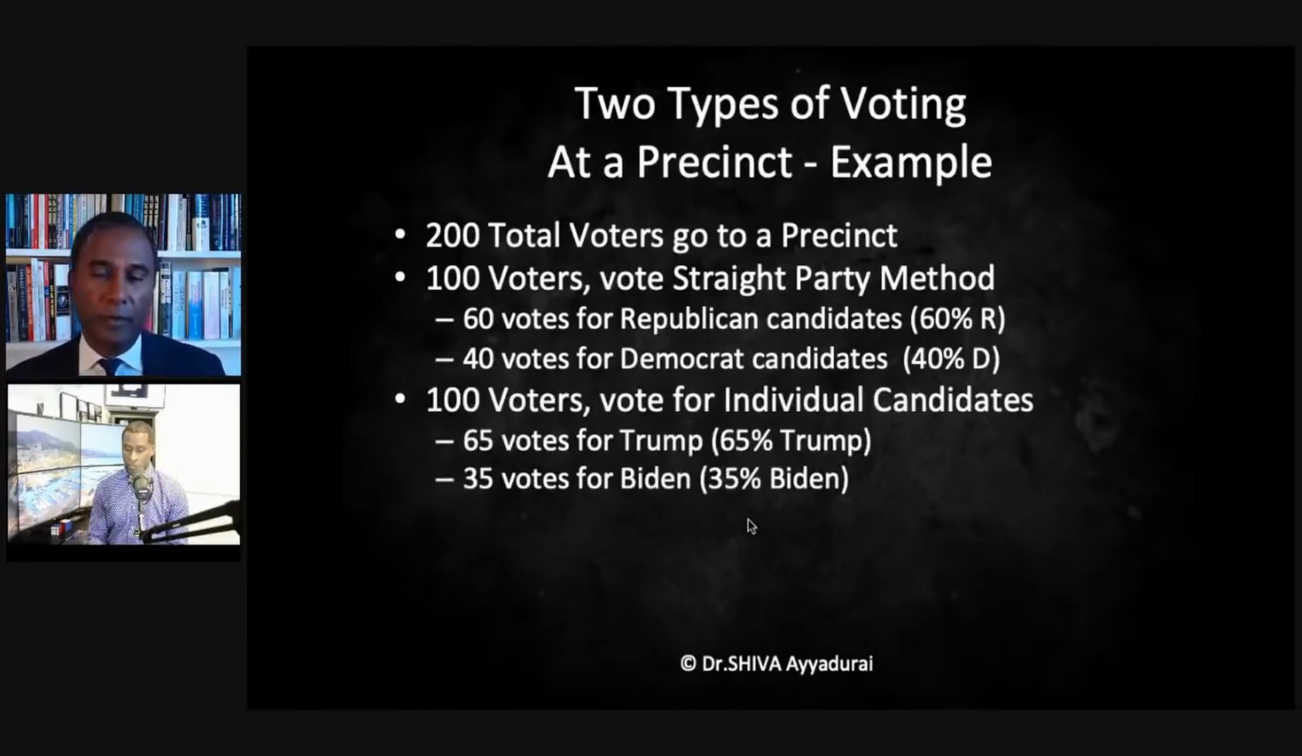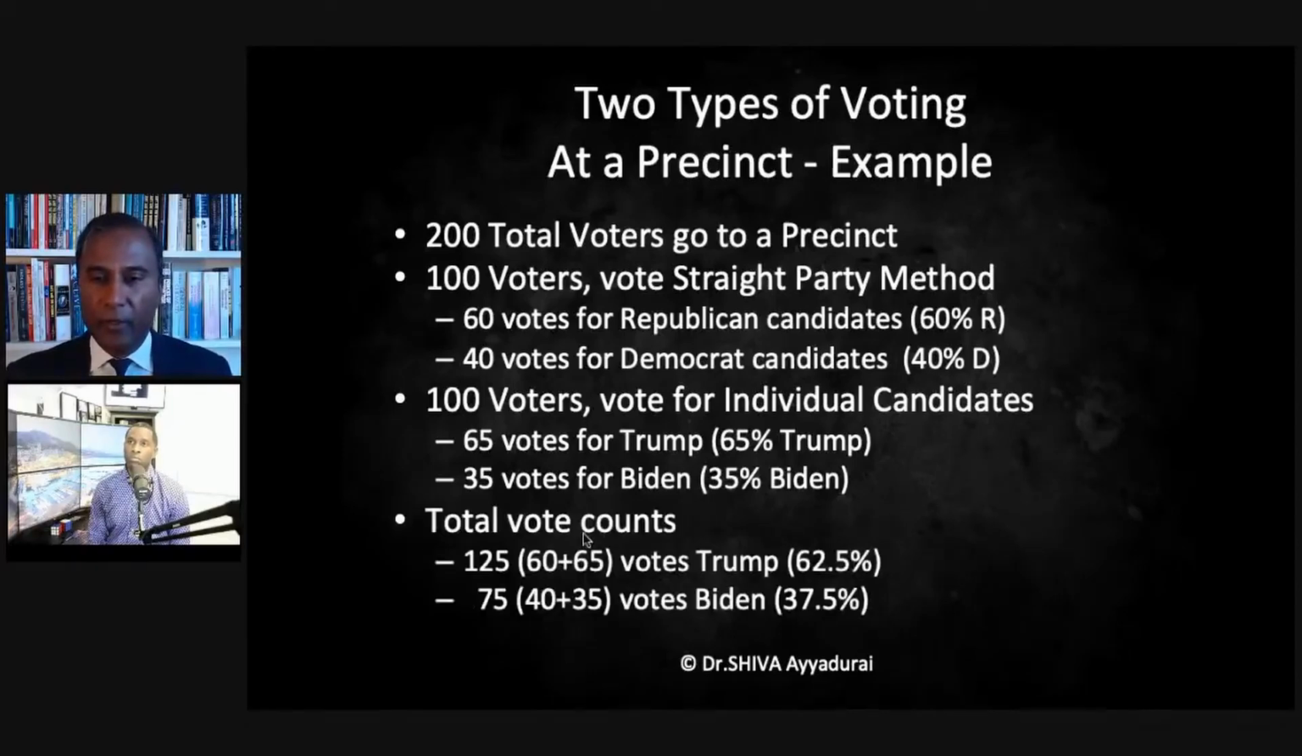The other 100 voters who didn't want to do the straight party voting, they chose to do individual candidates. And in this case, we're looking at, let's say 65 votes went for Trump, and let's say 35 votes went for Biden. When you put it all together, you'd have the total vote count. So you'd have 60 votes for people who did straight party would come to Trump. That's at 60. 65 who did for the individual. So 60 plus 65, we have 125. So 62.5% of the votes went to President Trump.